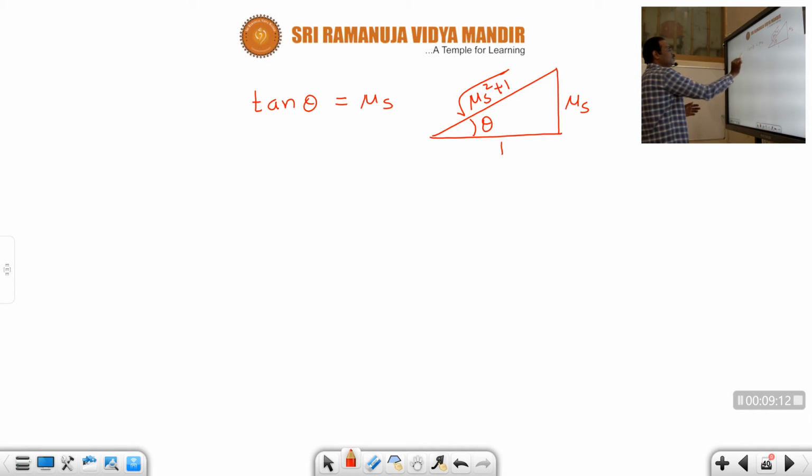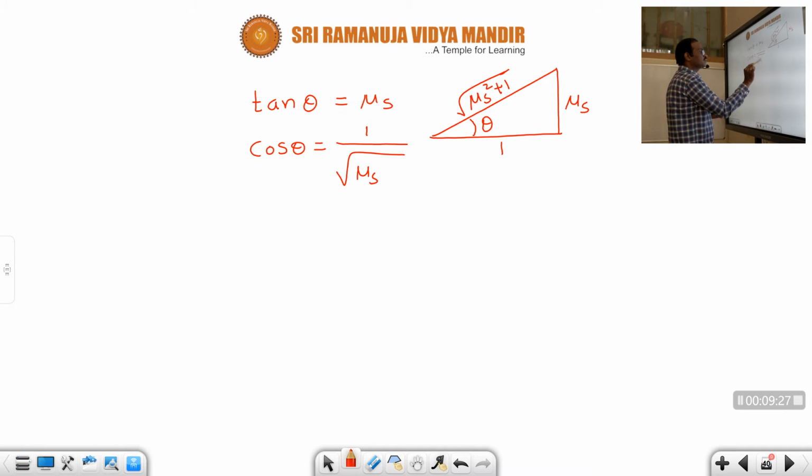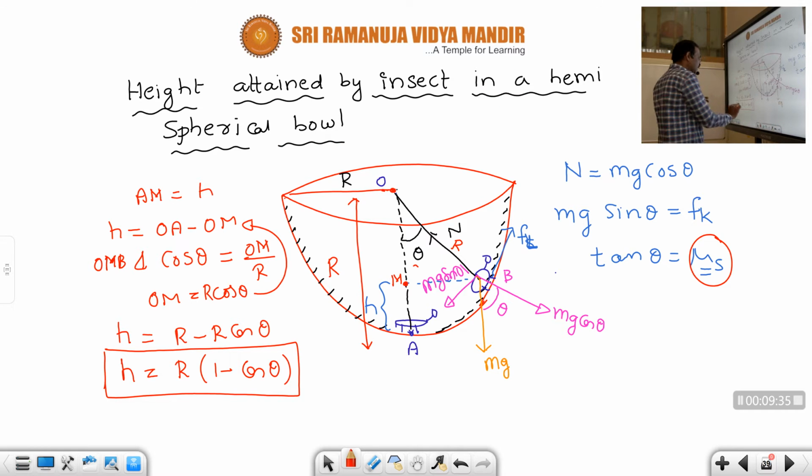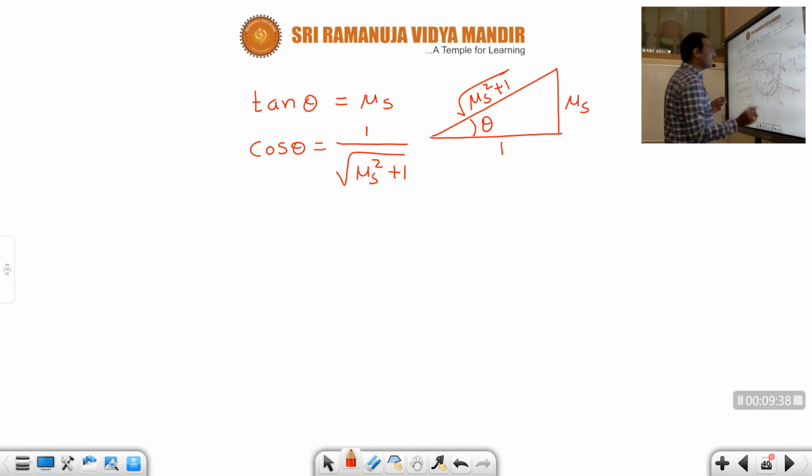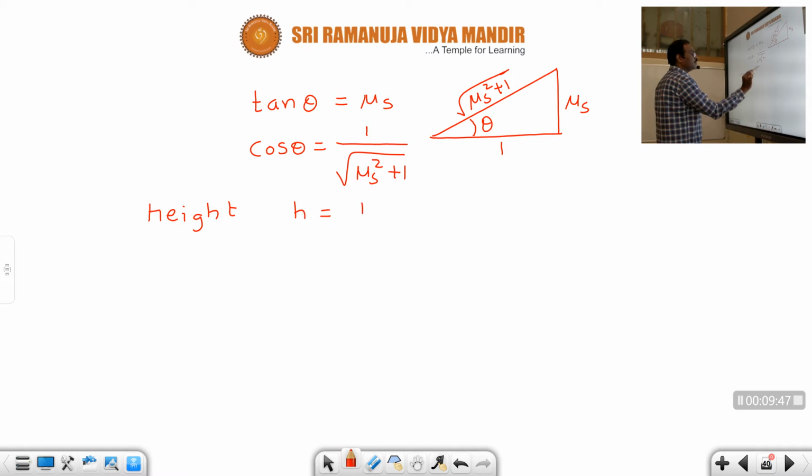So therefore, you know the tan theta value. Therefore, we can find cos theta from the triangle. Cos theta is equal to 1 by root under mu s square plus 1. This is the value of cos theta. Once you have the cos theta value, we have the formula for the height raised by the insect: height h is equal to R into 1 minus cos theta. This we have already derived.